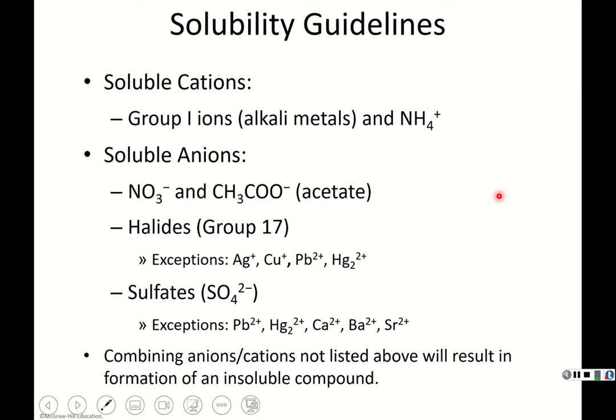Just to remind ourselves what the solubility guidelines are, I'm not going to go through these all again. We did that last lecture, but the more times you see these, I think the more it sinks in. To be honest, I don't really have these memorized even to this day, but it helps every time you look at these.